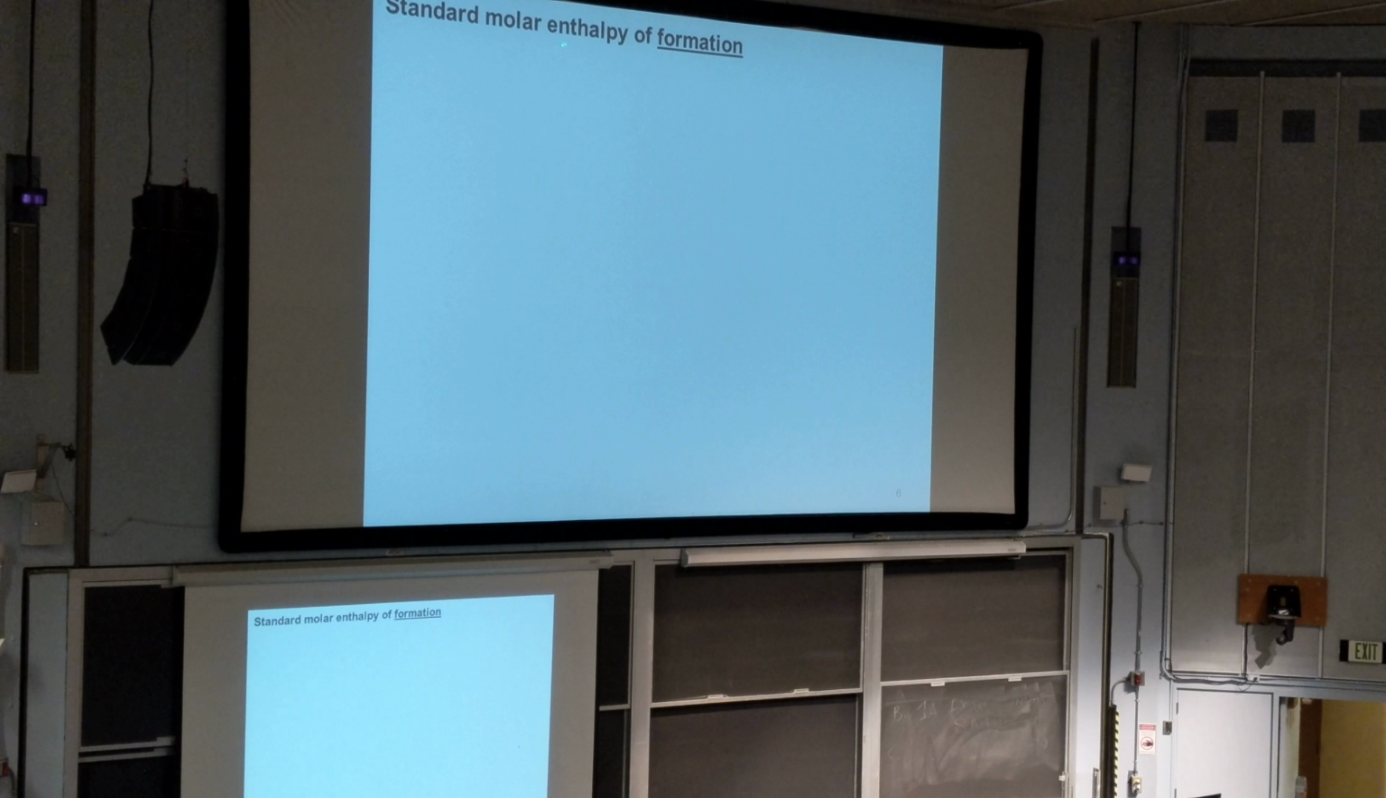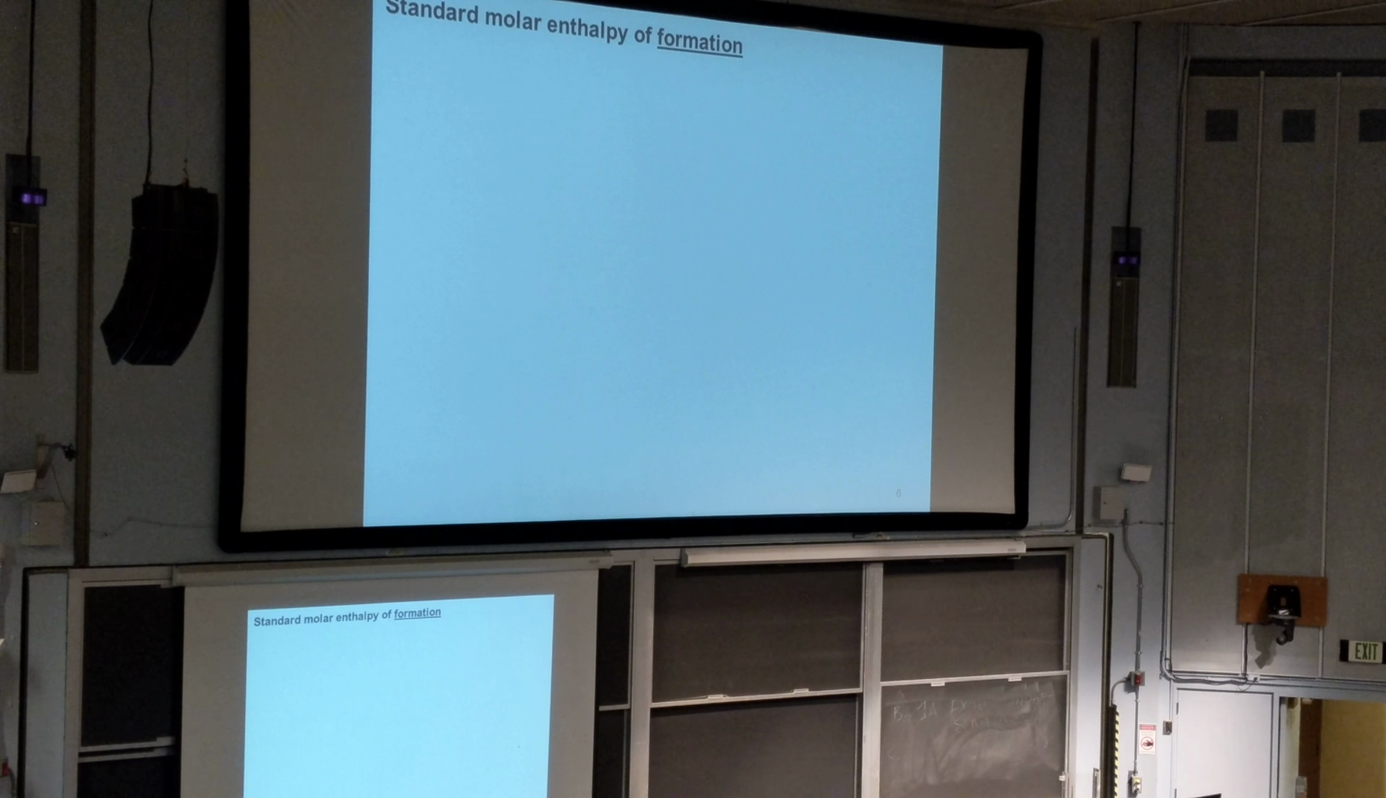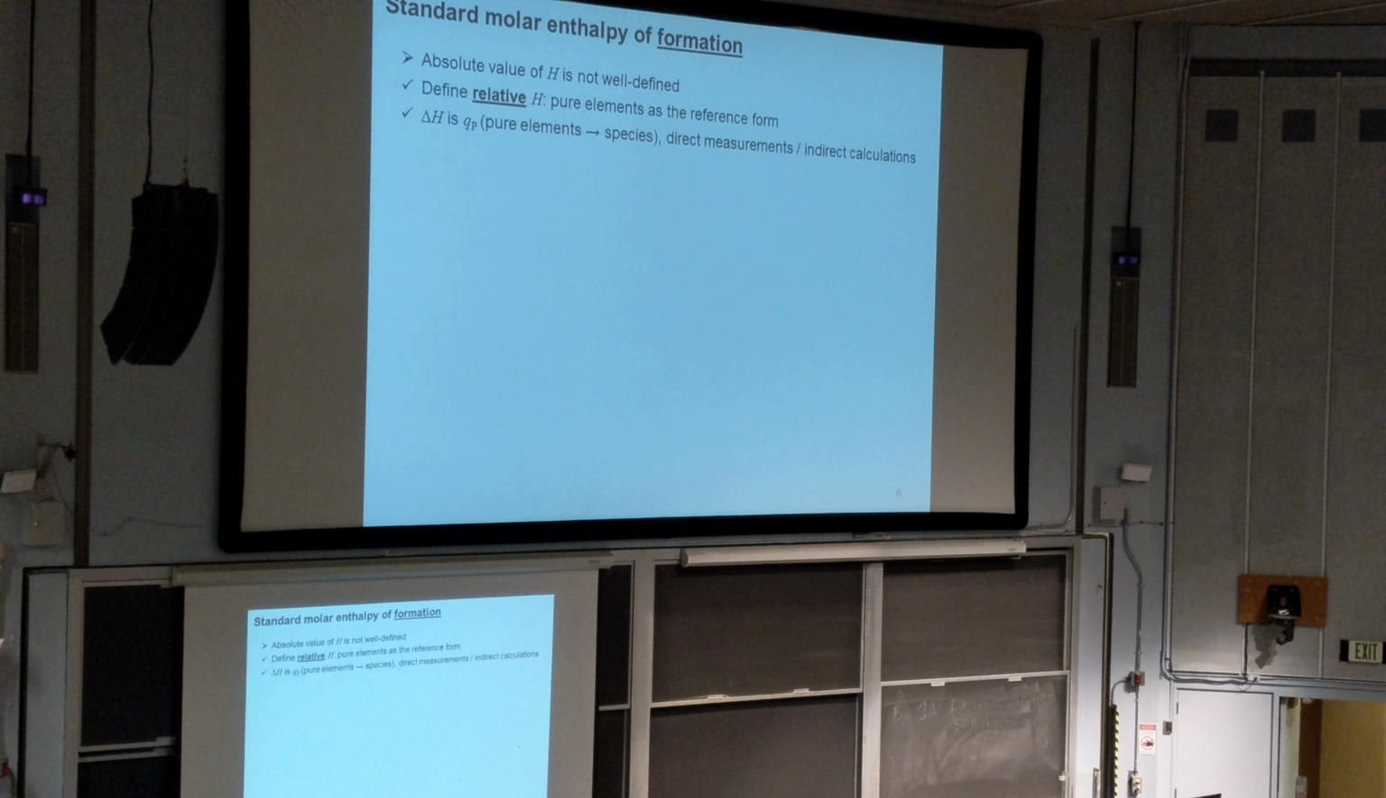This is called the standard molar enthalpy of formation. Because the absolute value of H is not well defined for a system, we cannot immediately give you a number to say what is the total H of this state and this state. If we knew that, it would be easy to do the math to figure out the delta H. But it's not well defined, because we're not creating anything out of nothing. It's just relatively tricky. Because of that, we do not talk about an absolute value of H.